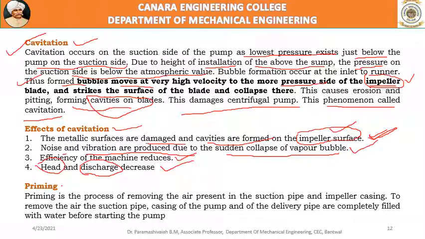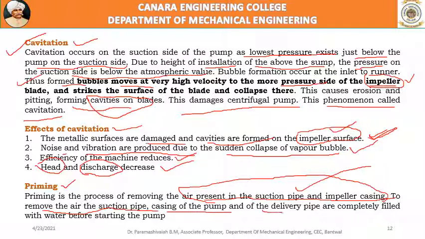Then we will see priming. Priming is a process of removing air present in the suction pipe and impeller casing. So when the pump is not working, there is a possibility that air is filled inside the suction pipe. So to remove this air, the suction pipe, casing of the pump and the delivery pipe are completely filled with water before starting the pump.